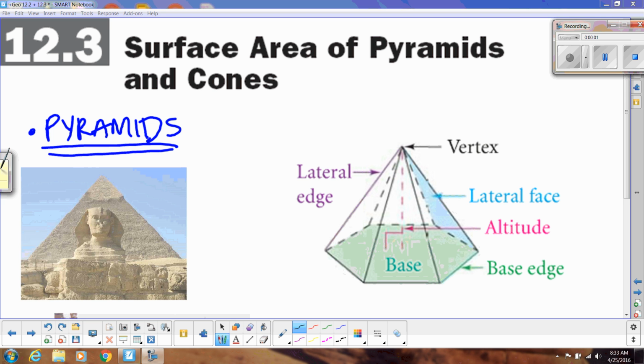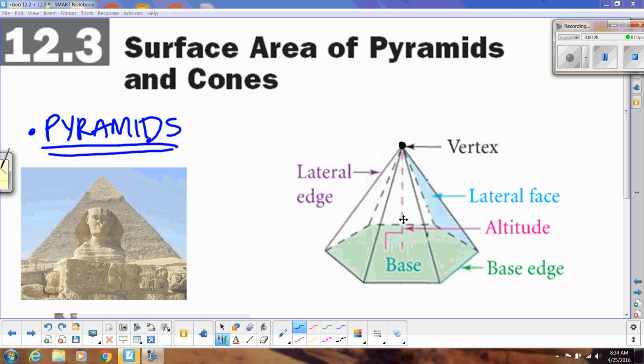So now we're talking about the surface area of pyramids and cones. And here's a nice example, the typical pyramids of Egypt, of what a pyramid is. So what I want to point out to you is that a pyramid only has one base, and then all of the lateral faces meet together at one point called the vertex. And that's why we only have one base, because those faces meet at a point rather than at another base.